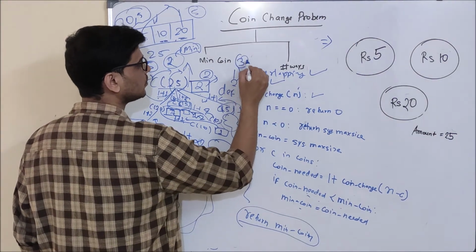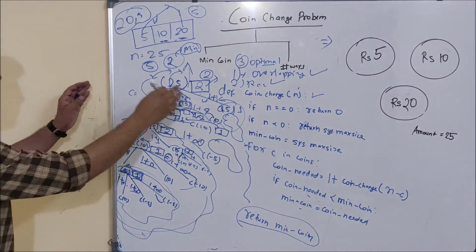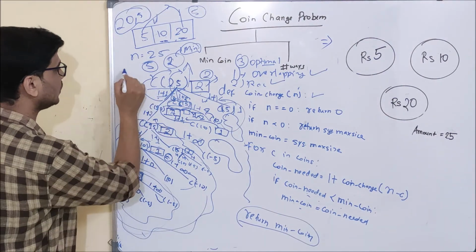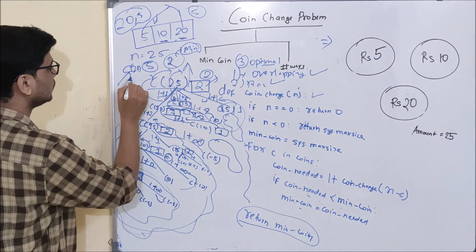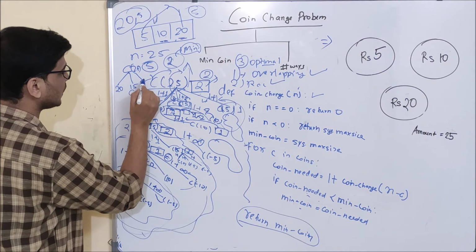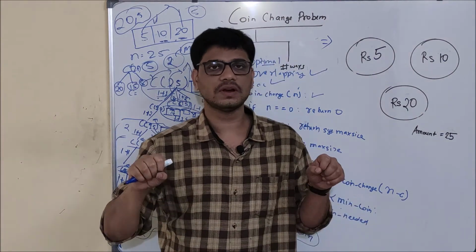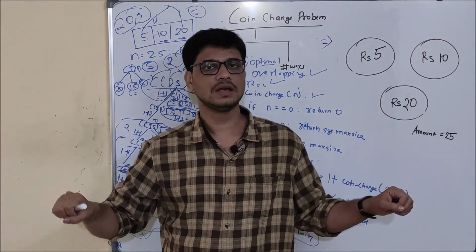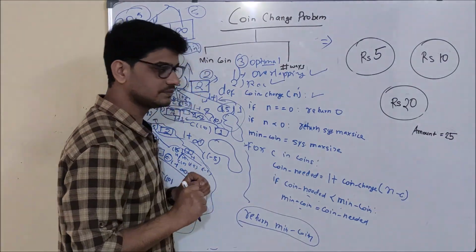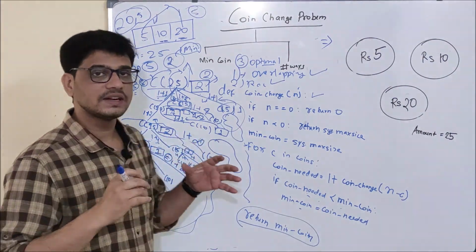And what was the third property? Optimal substructure. See, it is very dirty, but C of 25 has called C of 20, C of 15 and C of 5. 3 function calls. So basically what C of 25 is doing is, C of 25 is making 3 sub calls, and among those sub calls C of 25 is choosing the minimum one. So basically the optimal substructure property is also satisfied here.